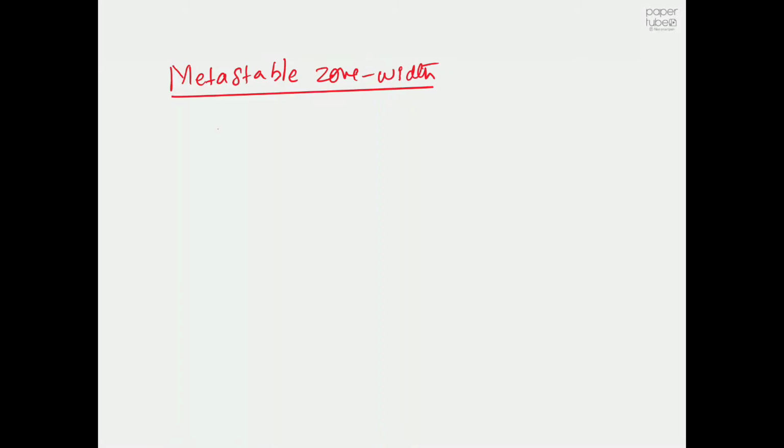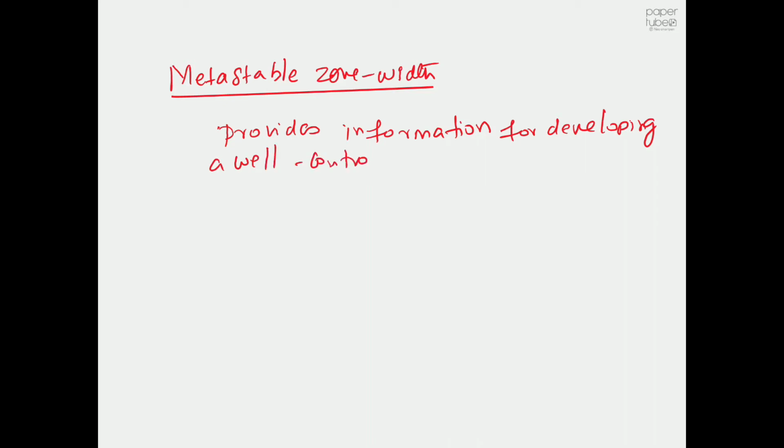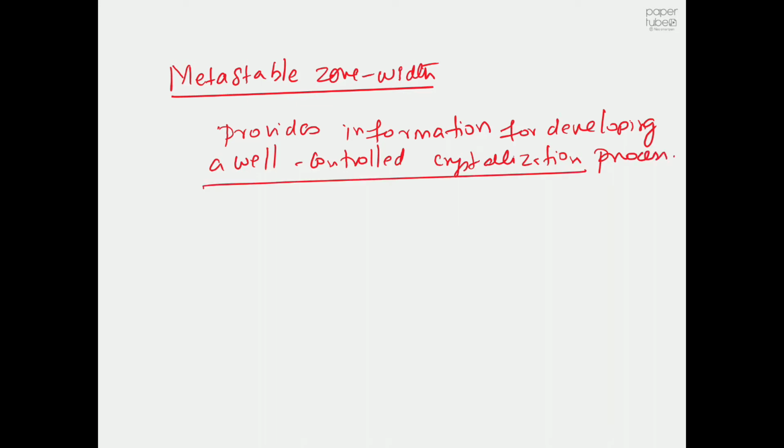So what is metastable zone width? Yeah. If you open any textbook, it states that metastable zone width is something that provides information for developing a well-controlled crystallization process. So what does that mean? It's not easy to imagine or understand if you have a statement like that.